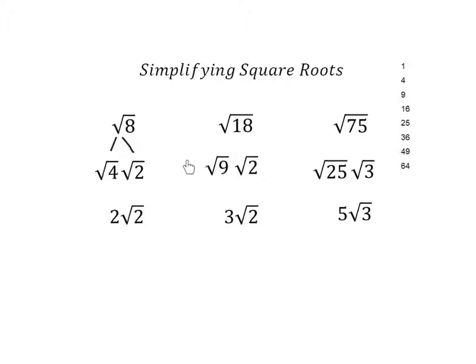Okay, here's another example, square root of 18. So you have square root of 18. I look down this list. The biggest number from this list that can go into 18 is 9. So you break 18 into two parts. One part is square root of 9. The other part is the square root of 2.